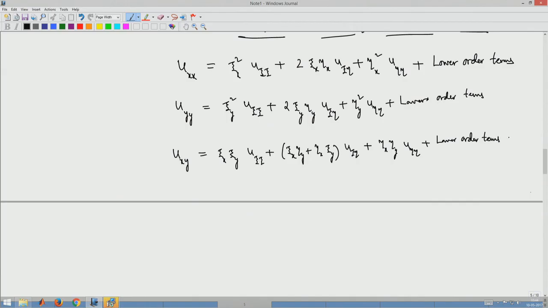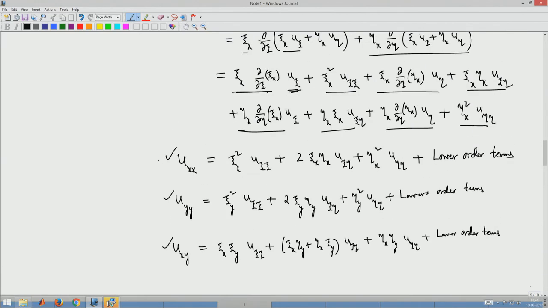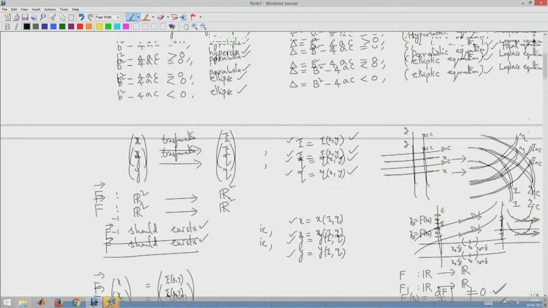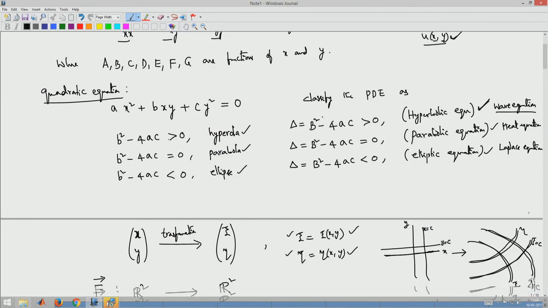Okay. It is not difficult to see. So, you could see that after transformation in terms of new variables xi and eta, we have u_xx, u_yy and u_xy mixed derivative. So, I have this one and this one. Okay. Now, a is a function of x y, x I can write in terms of xi and eta. So, all these functions a, b, c, d, e, f, g are now functions of xi and eta. Okay.